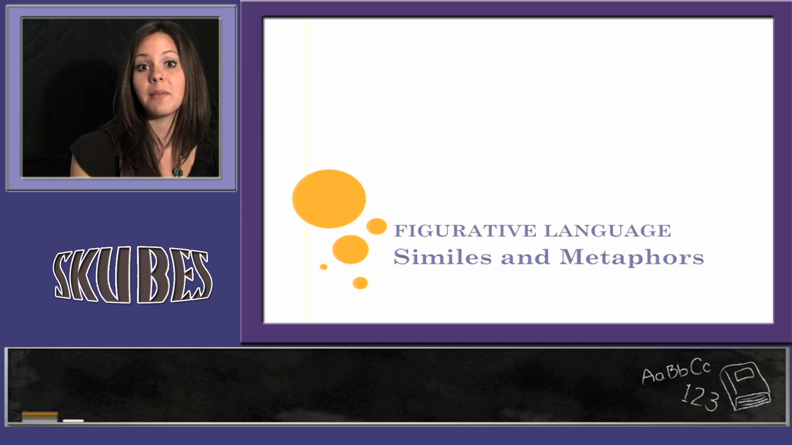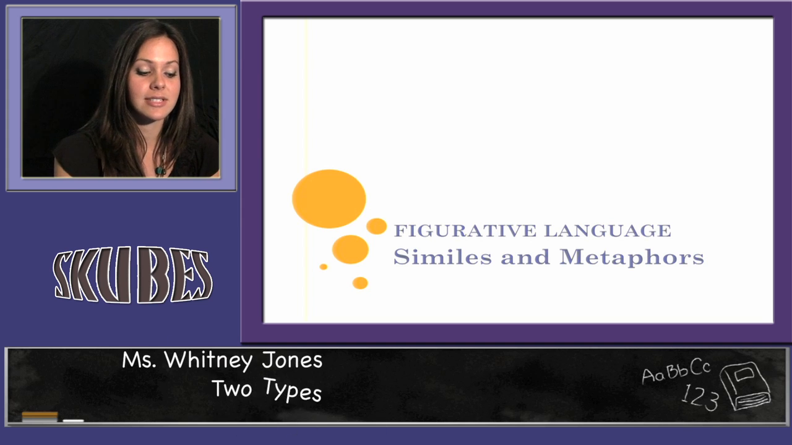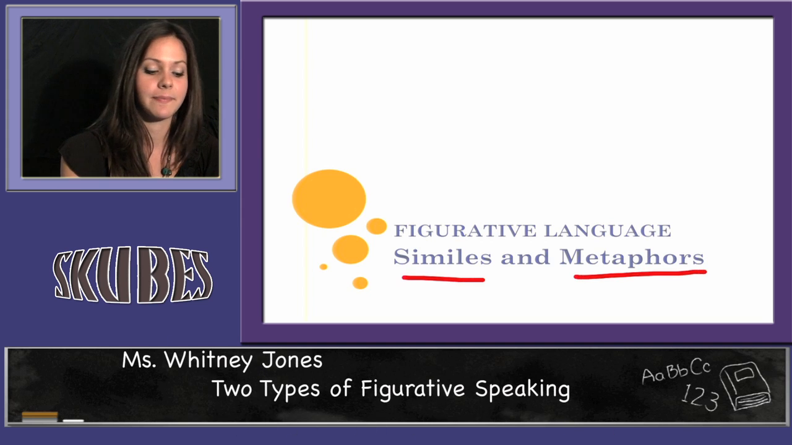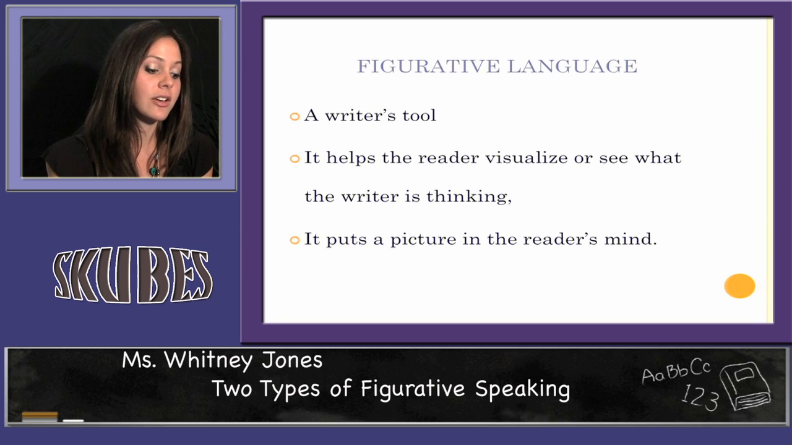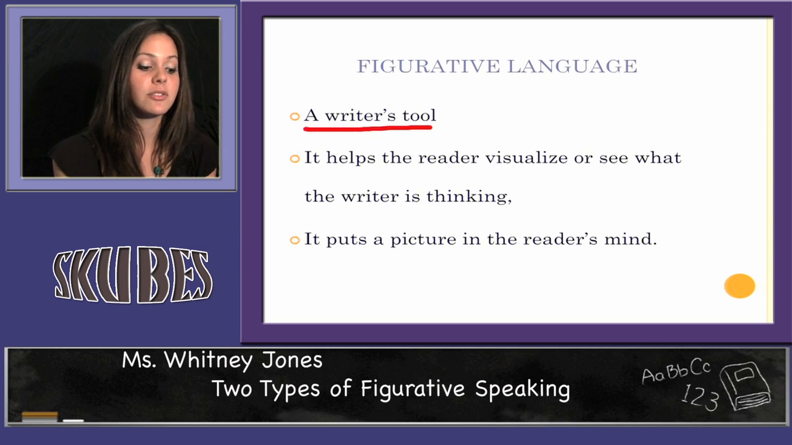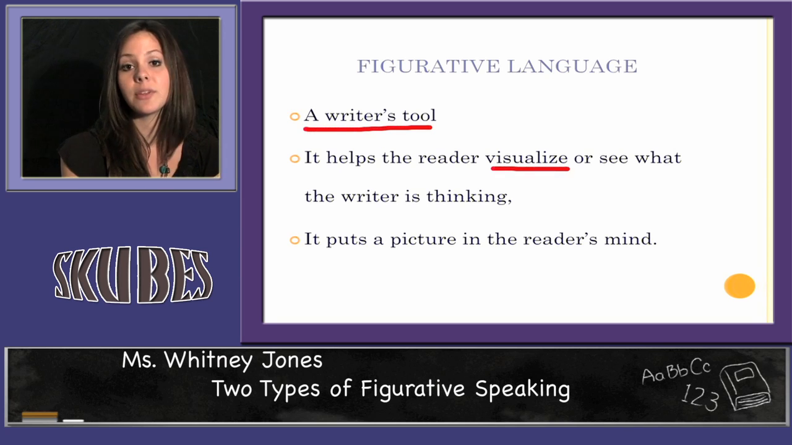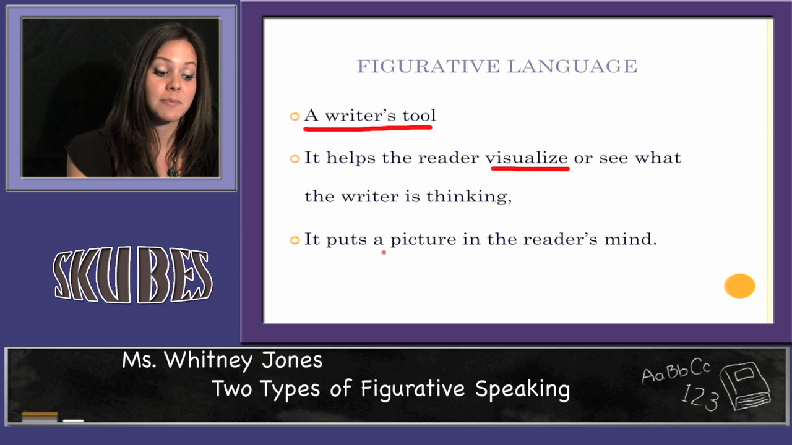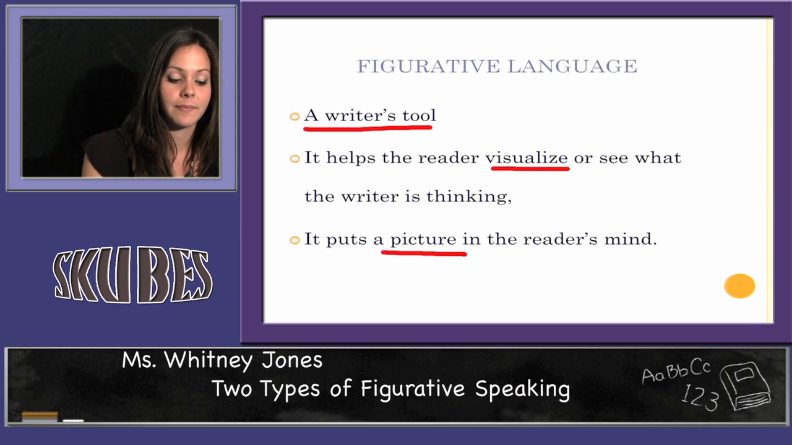Today we're going to talk about two types of figurative language, similes and metaphors. Figurative language is a writer's tool. It helps the reader visualize or see what the writer is thinking. It puts a picture in the reader's mind.